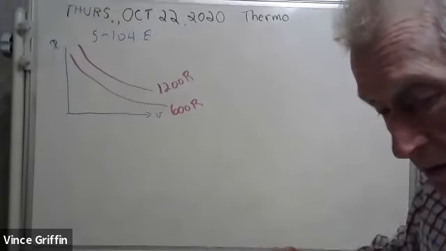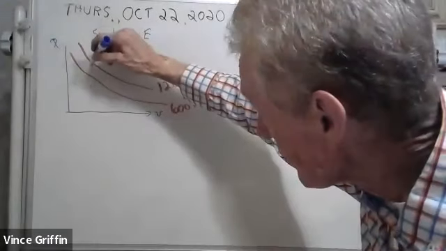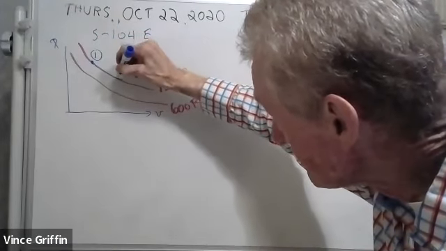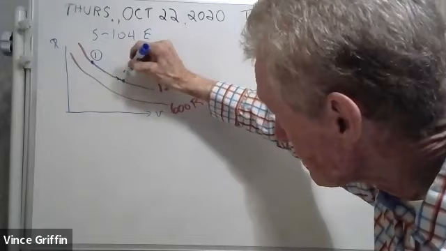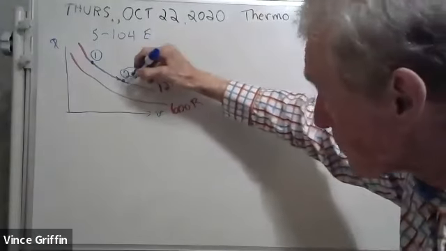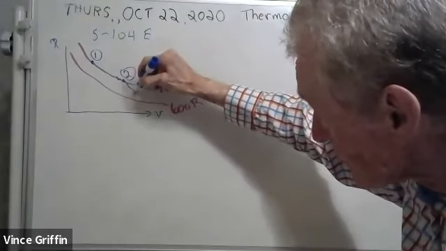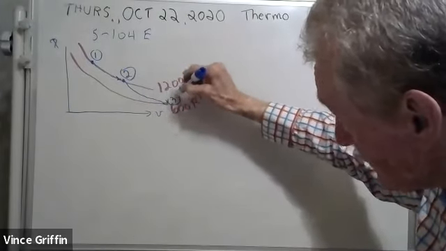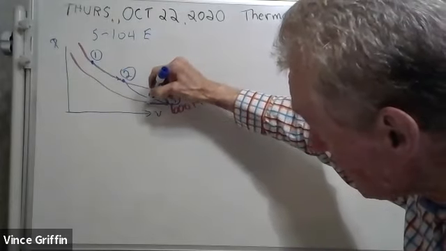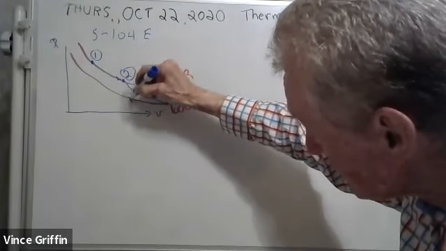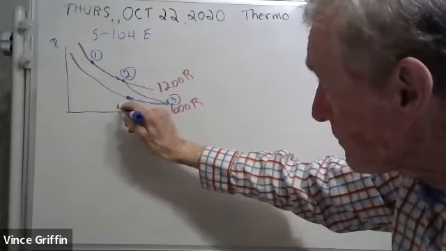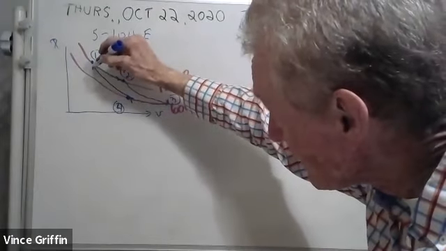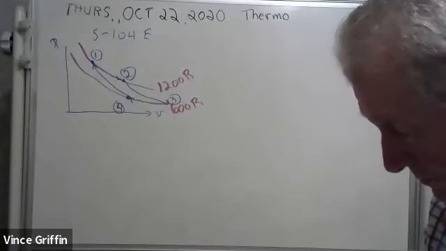And here's our Carnot cycle. Remember Carnot cycles? They have an isothermal expansion, and then they have an adiabatic expansion. And then they have an isothermal compression. And then they have an adiabatic compression. There's your Carnot cycle.